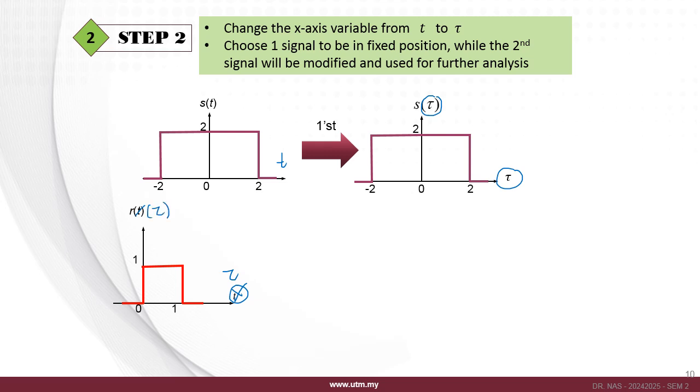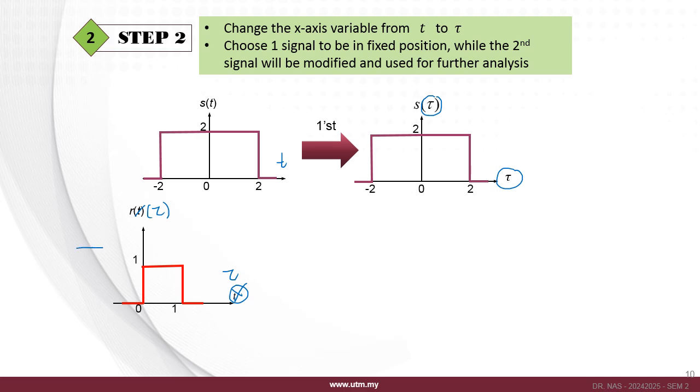Okay, so in this particular case, you need to decide which one to be chosen as the fixed signal. Fixed meaning that the signal will stay at the same position throughout the process, while the other signal needs to be moved from left to right for a certain duration of t. So in this case, I choose r(tau) to become the second signal that will be used for further analysis.